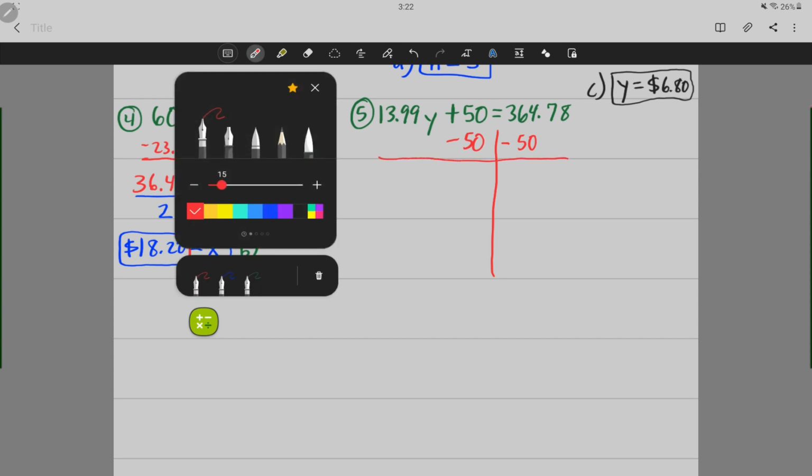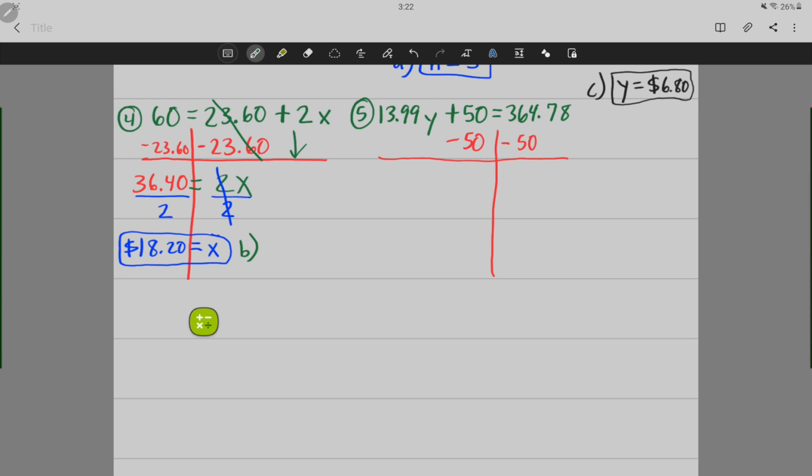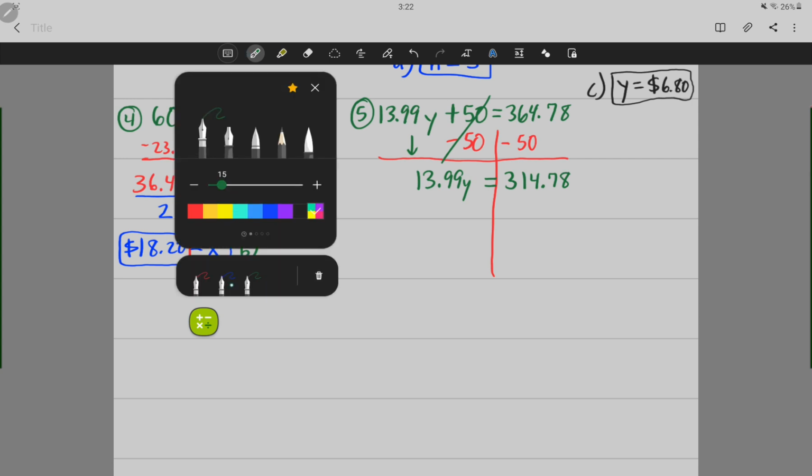Okay. So we haven't used 13.99y. Let's just bring that down. 50 minus itself is 0. Cancel that. Equals 364.78 minus 50. Well, 3 minus nothing is 3. 6 minus 5 is 1. 4 minus 0 is 4. And bring down your cents. So $314.78.